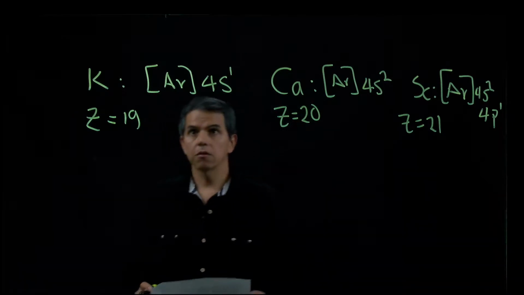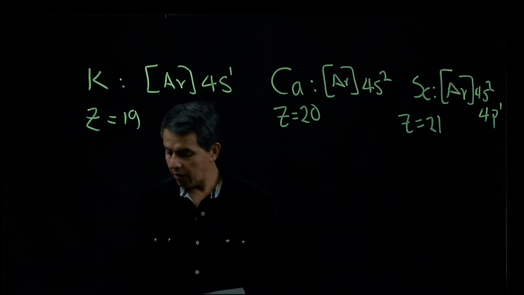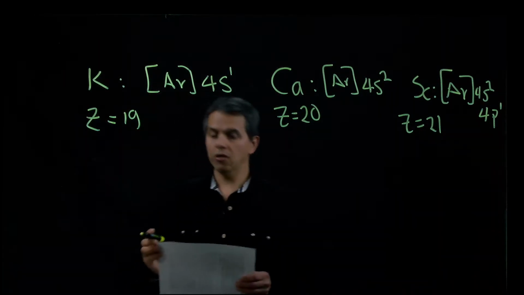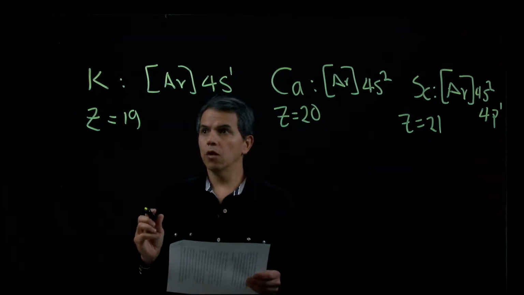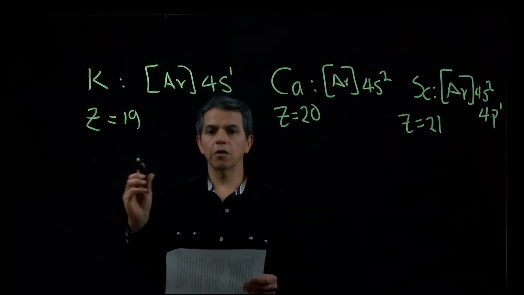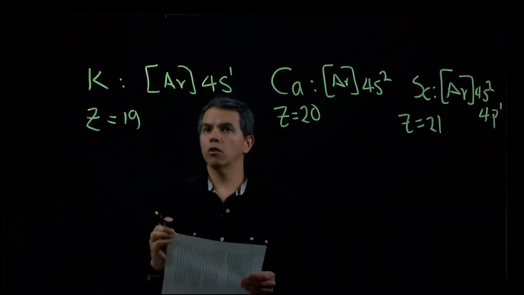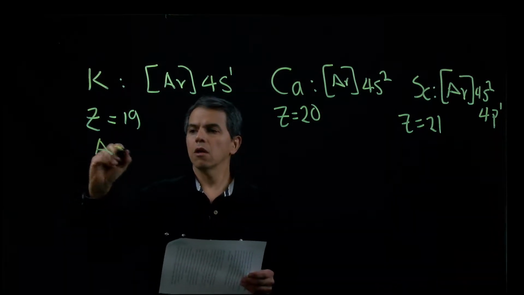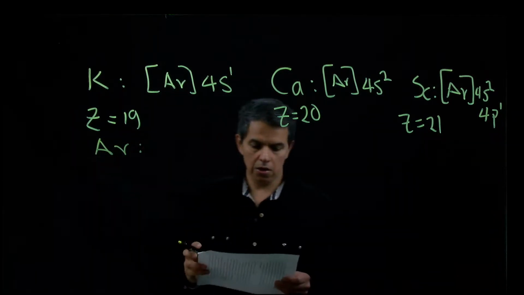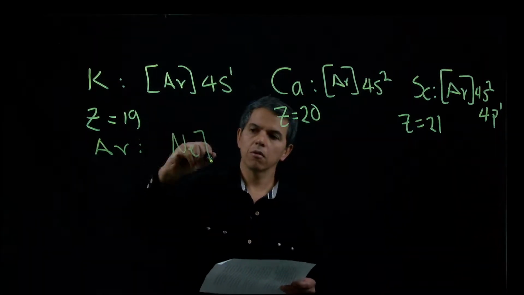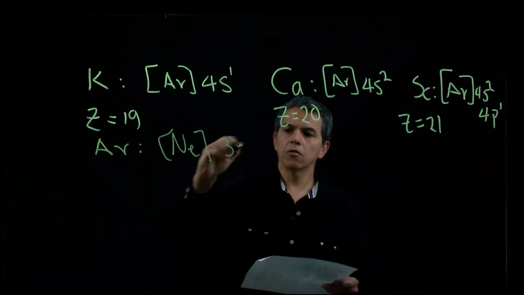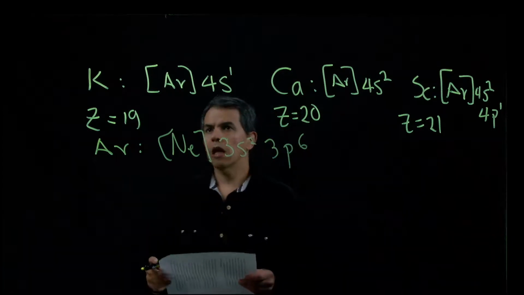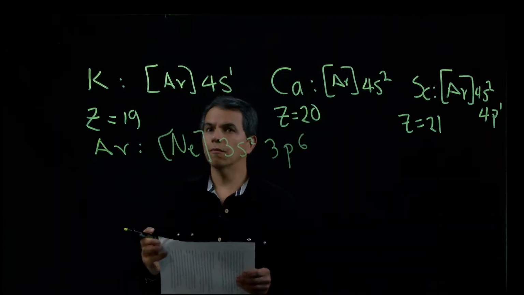The next step will be to write the reactions indicating the ionization energies. Let's take as an example the one of potassium. Before we do that, we'll define what the electron configuration of argon is, because that's going to become important. For argon, the electron configuration is that of neon, 3s2, 3p6.